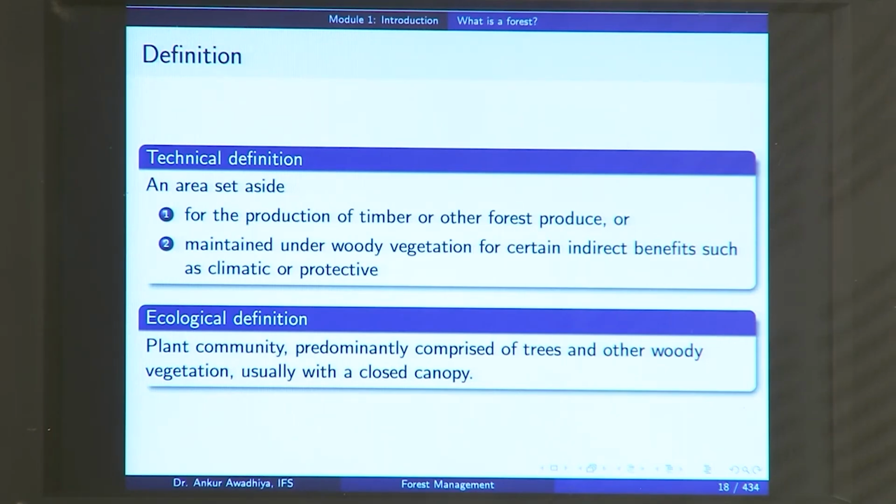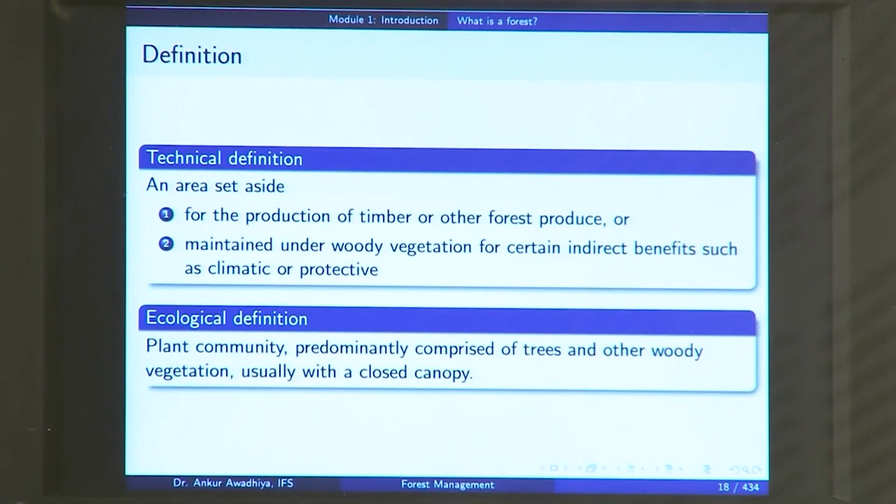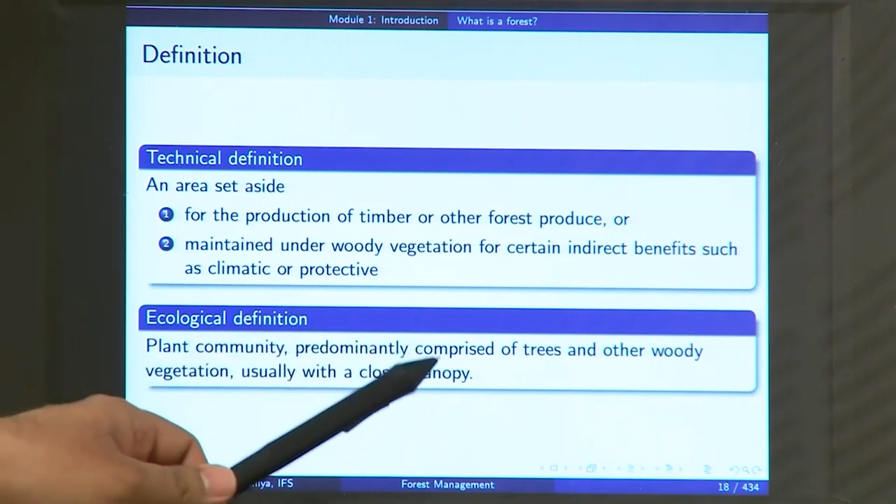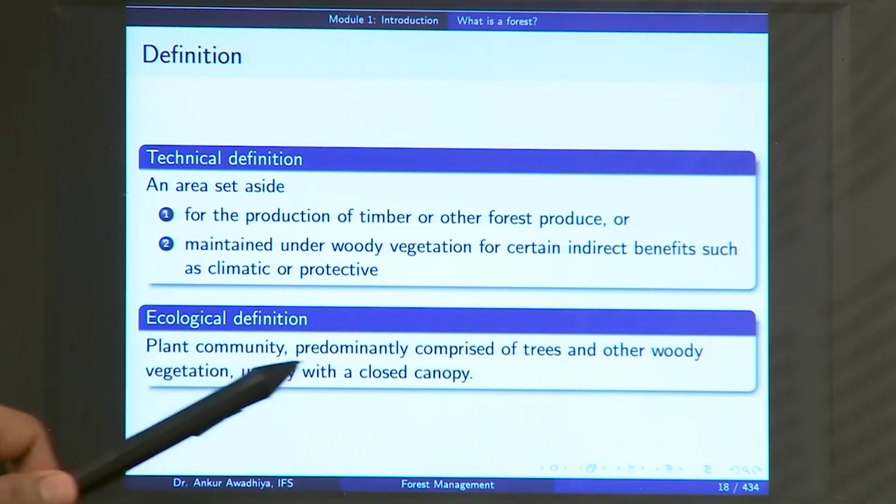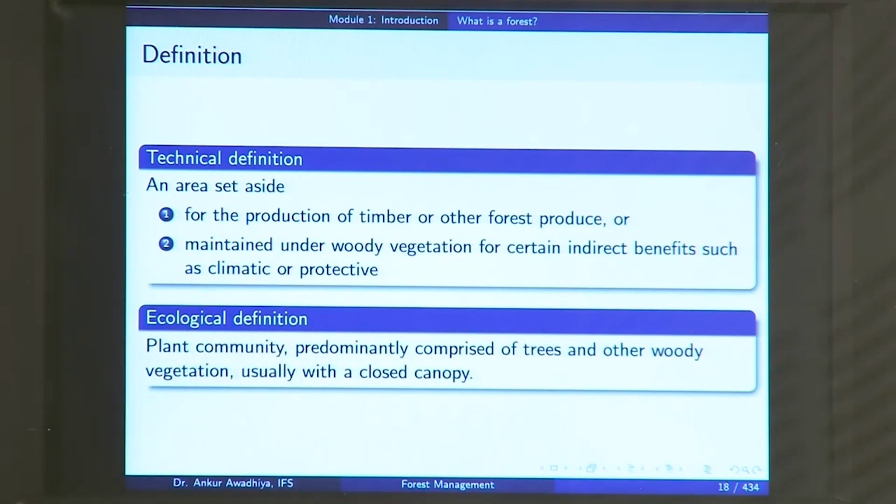Now, as we saw before, in a forest you have trees, you have animals. There are a number of species living together as populations. These populations are interacting with each other, so you have biological communities. Forests are not just meant for utilitarian purposes, they also have a very important ecological role, and so we have an ecological definition of forests. The ecological definition says that a plant community predominantly comprised of trees and other woody vegetation, usually with a closed canopy, is a forest.